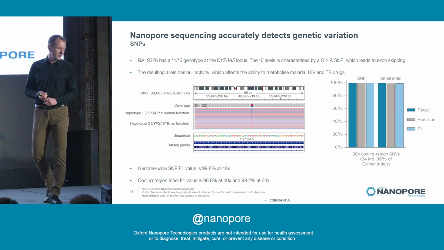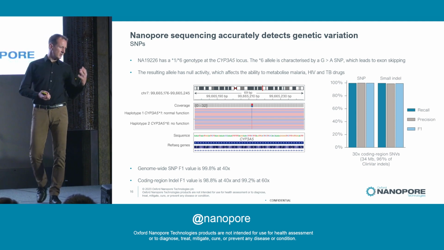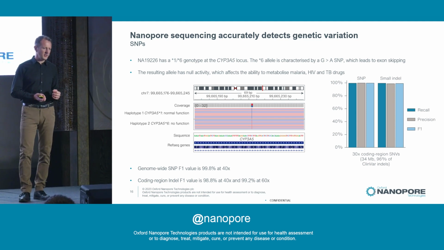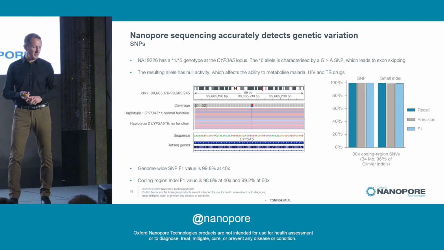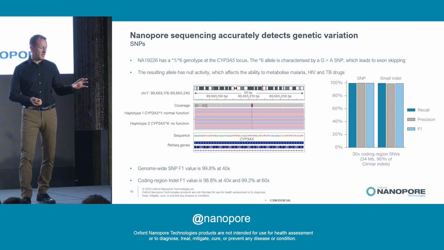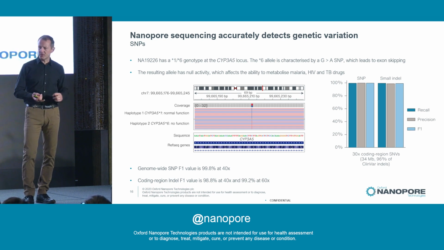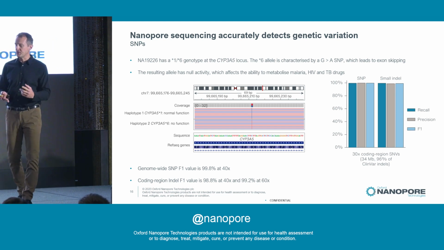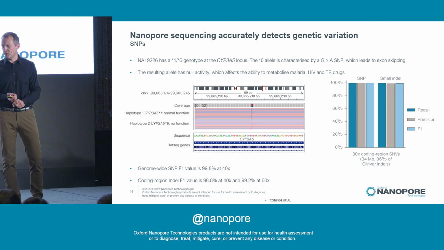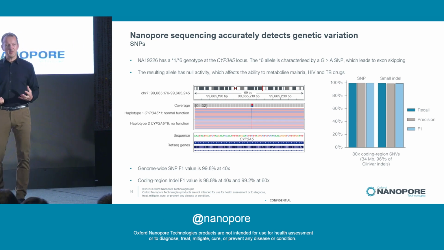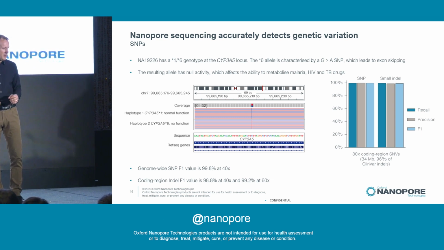And we're looking at the CYP3A5 locus. This locus codes for a gene that's involved in the metabolism of malaria, HIV, and TB drugs. And this individual is described as having what you'd call a star1, star6 genotype, which is to say they've got one copy of the regular, fully functional star1 allele, but their other copy is not functional at all.